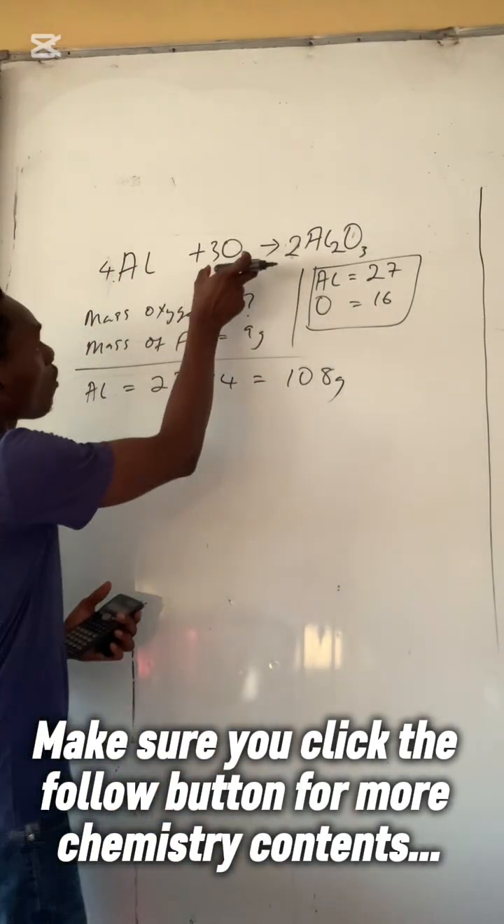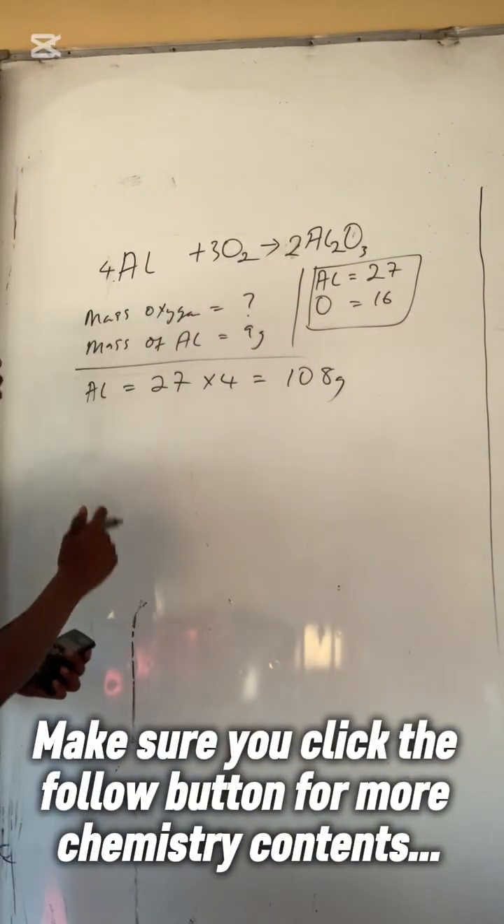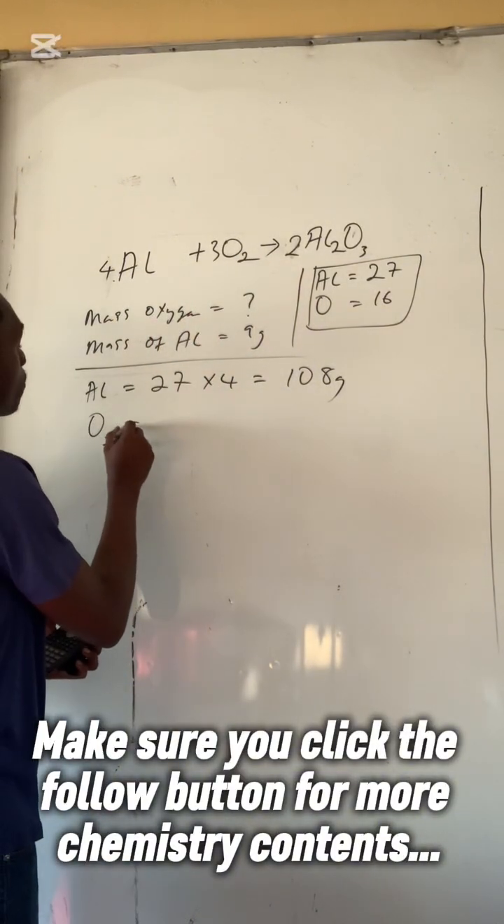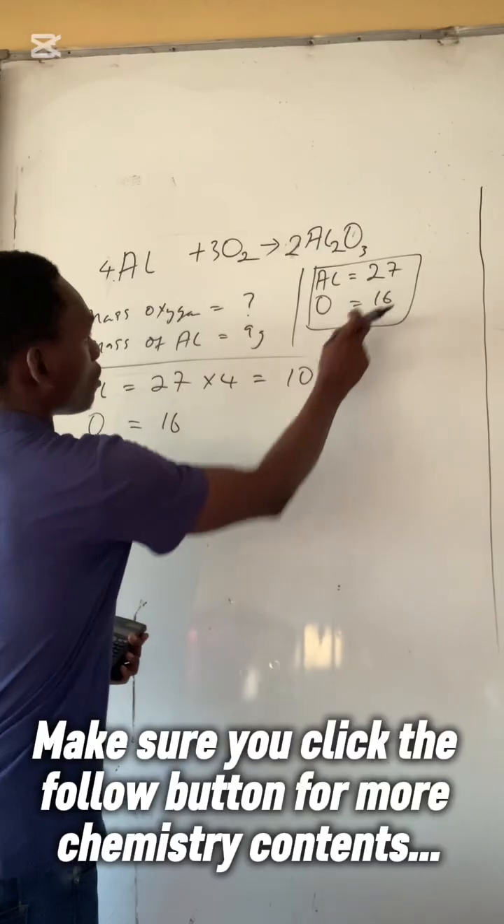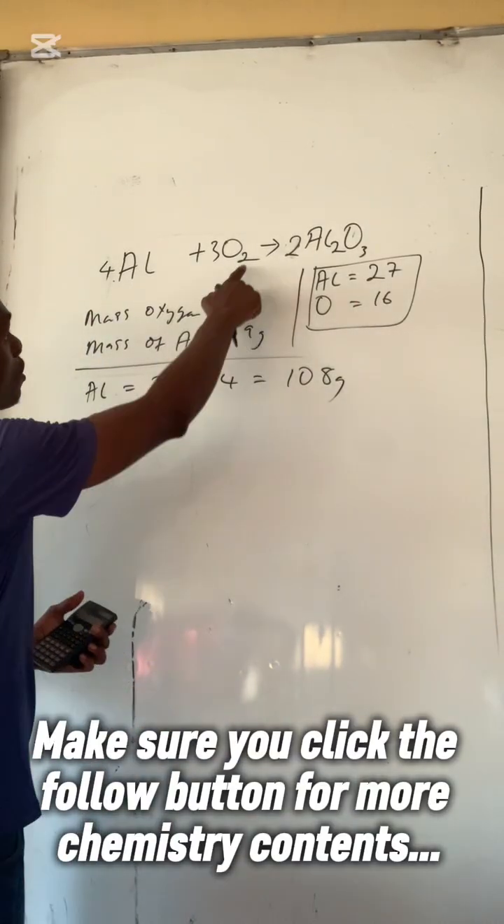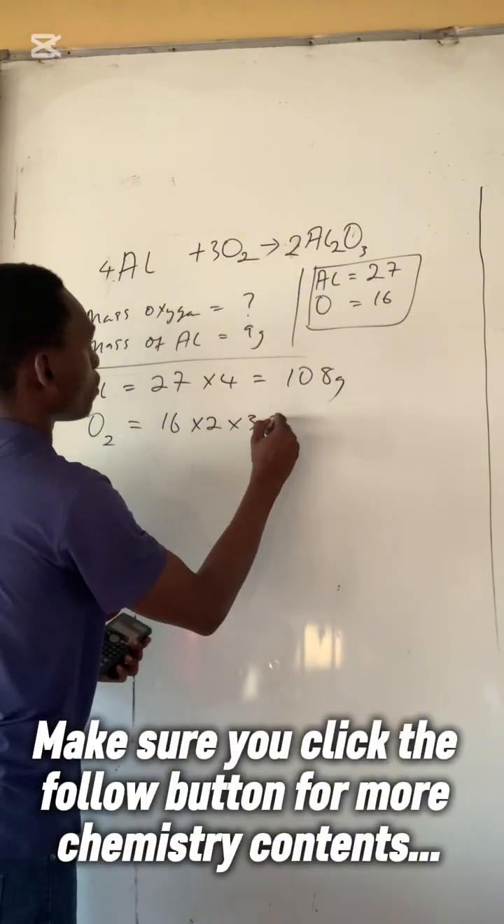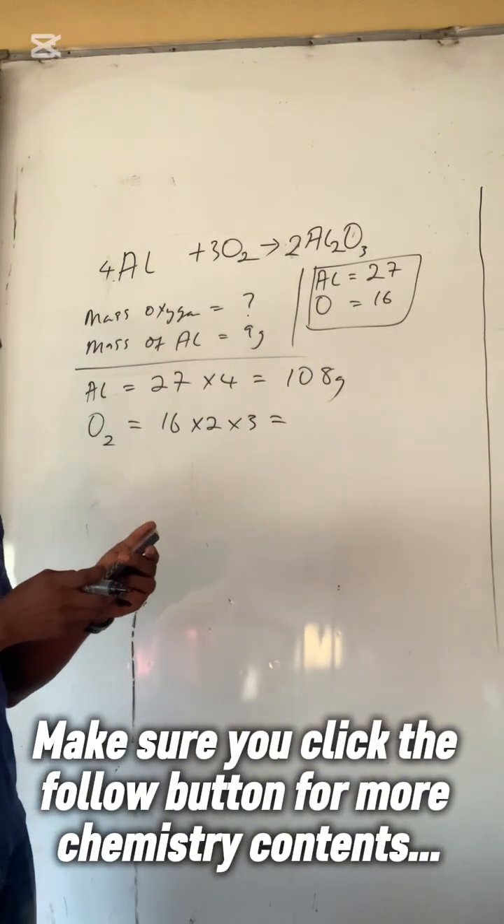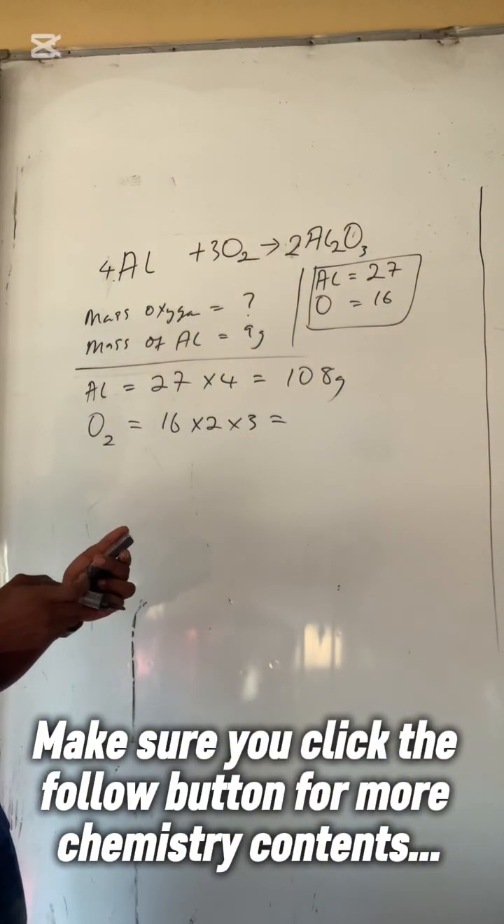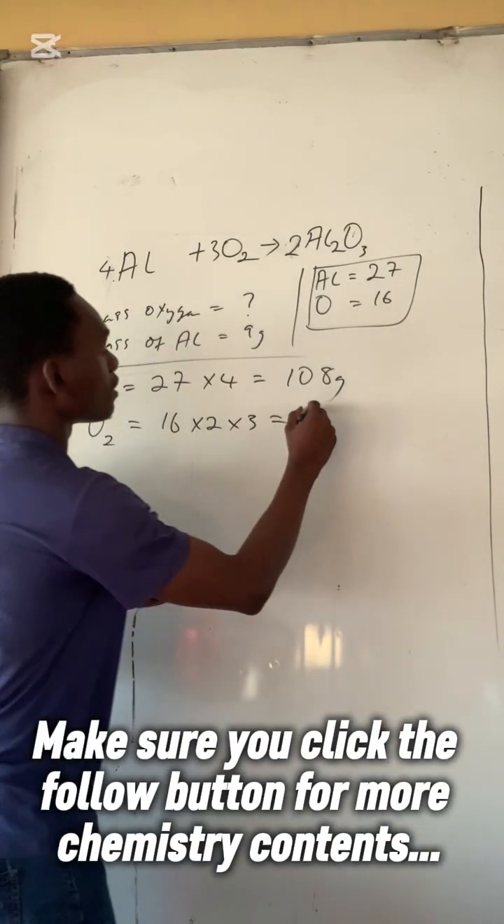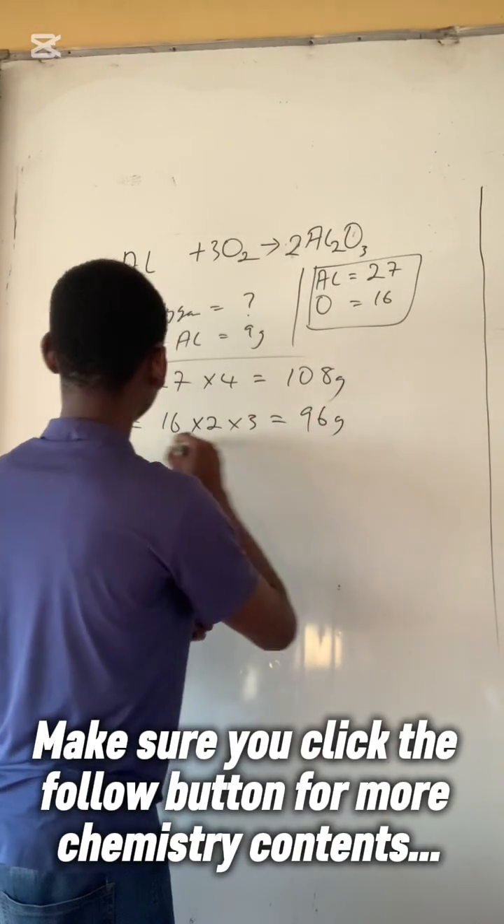Now let us calculate how much oxygen is reacting with the aluminium here. 1 atom of oxygen is equal to 16, but in this case, oxygen is appearing 2 times and also 3 times in the balanced equation. Let's simply multiply that: 16 times 3 times 2 gives us 96 grams.